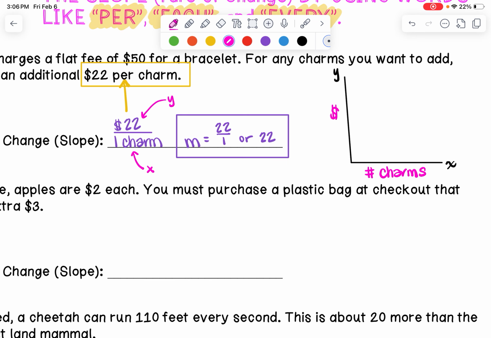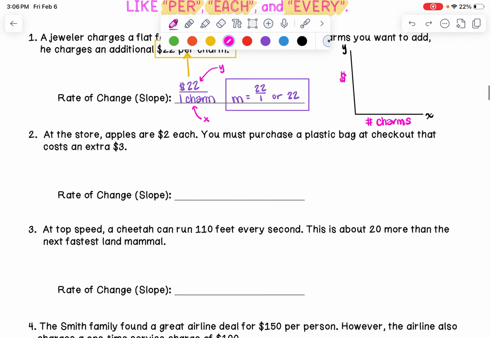These are the two things that are going to vary throughout the problem, right? I add another charm, more money. Add another charm, more money, right? And so that's really the great thing about being able to identify your slope, is not only did you find the rate of change, but you also found what the two different variables are, so you can graph the scenario, right? And that's kind of where we're going to be going next week. All right, so let's move on to this next one.